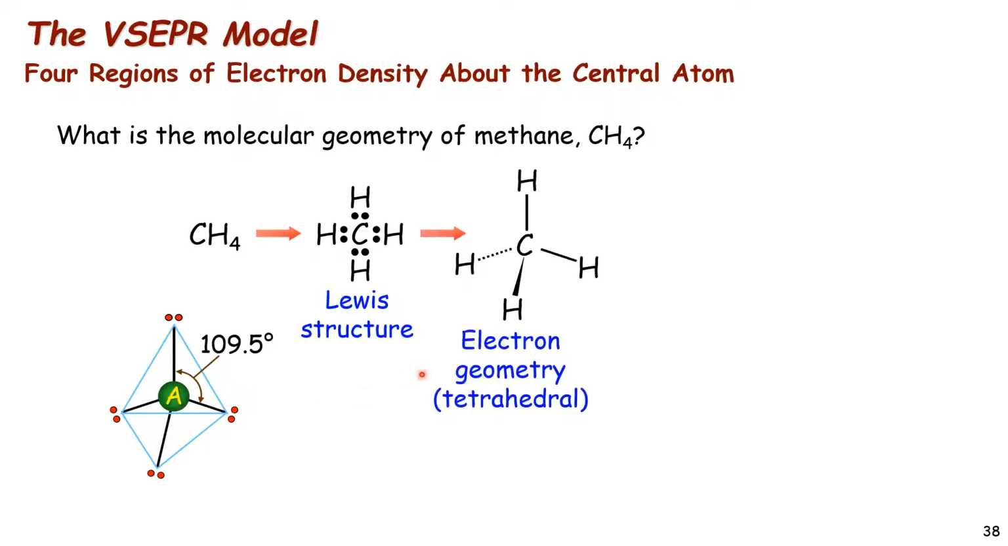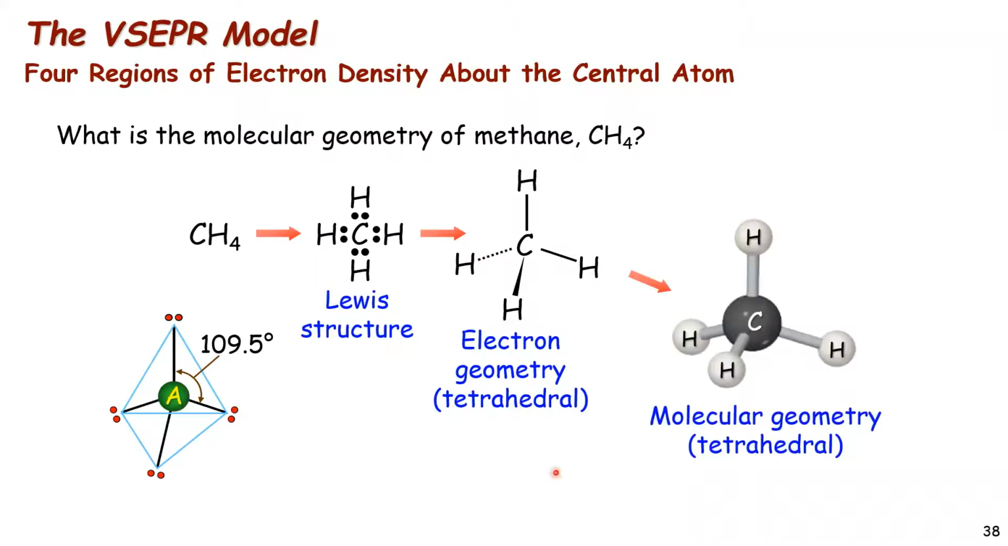So the electron geometry is going to be tetrahedral. Again, these are all in the same plane. This is coming out towards us, and this is going back behind the screen. So that molecule looks like this. And again, since it has no lone pairs, the electron geometry is going to be the same as the molecular geometry, tetrahedral.